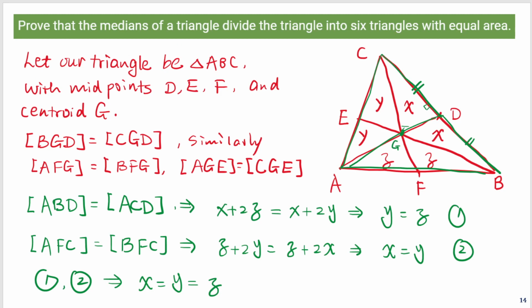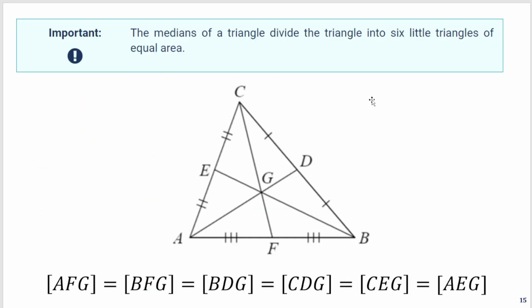You get it? Okay. In summary, the medians of a triangle divide the triangle into 6 little triangles of equal area. So in this diagram, we have the area of AFG equals BFG equals BDG equals CDG equals CEG equals AEG. All these areas are equal. Can you follow me? Okay, this is one of the properties of the medians.